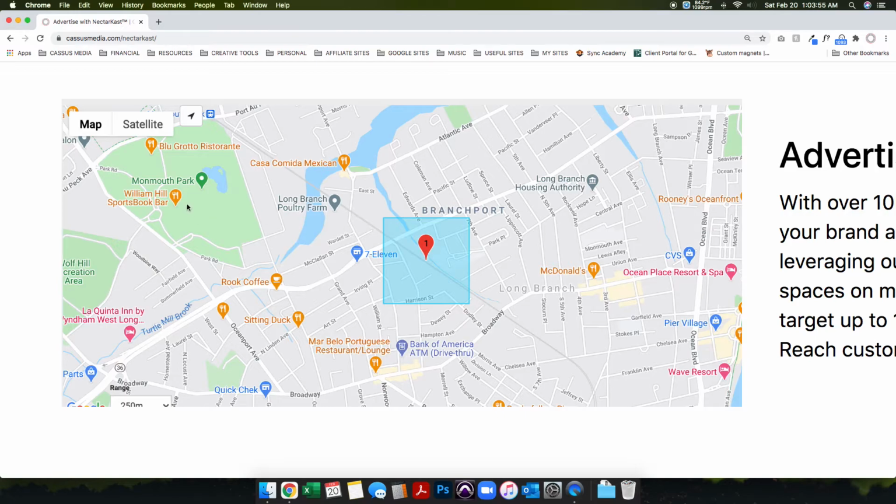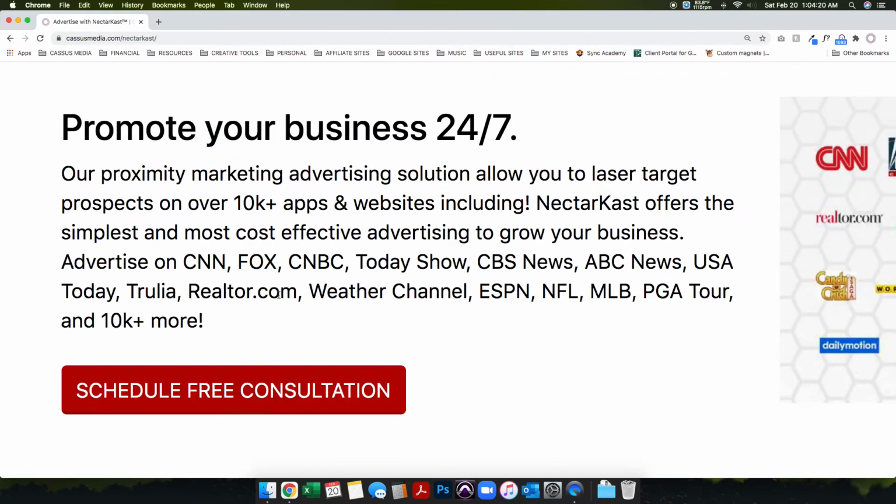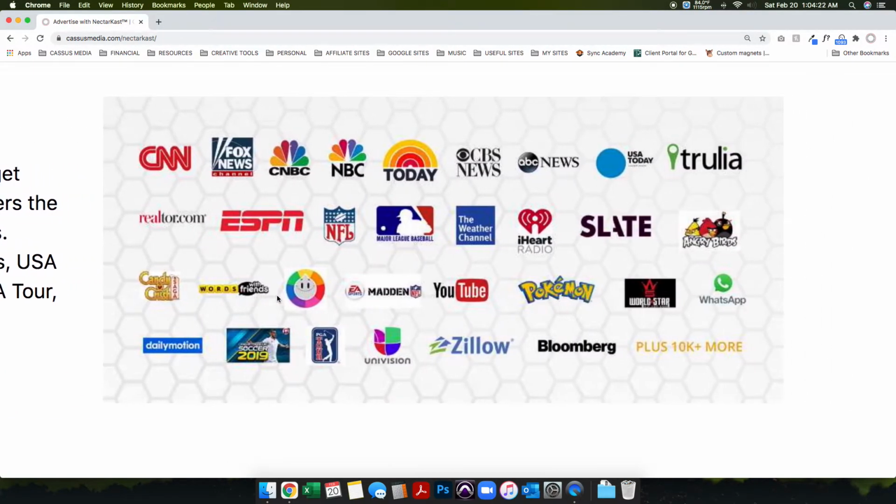You could target government buildings. That actually sounds pretty cool. If you own a cafe, you can target other cafes. Someone goes to Rook Cafe here, wherever that is. They go to Rook Cafe, or coffee, I should say. They're going to see an ad for your cafe. They're like, "Oh, I got to try that place." Guess what? It's going to keep popping up on the websites that they visit most because they're getting tracked by cookies.